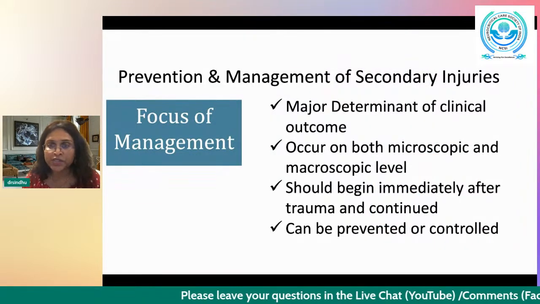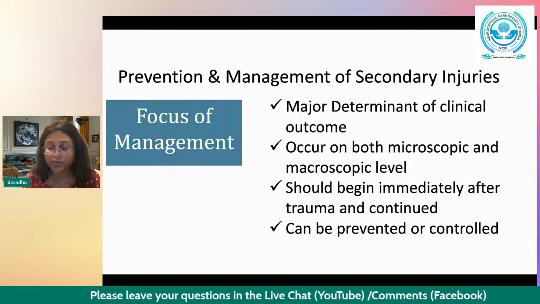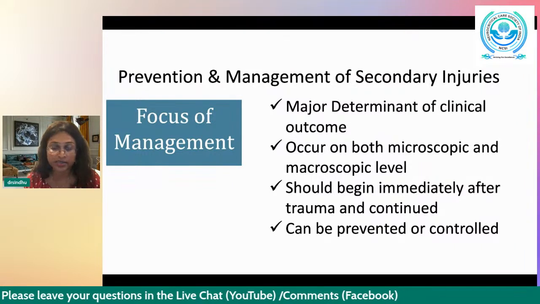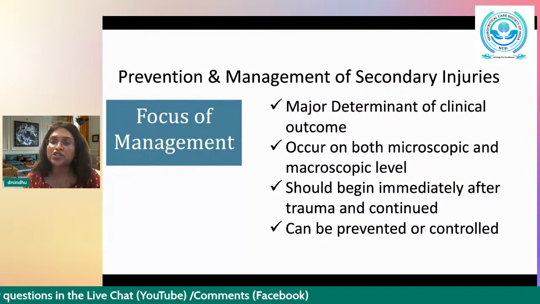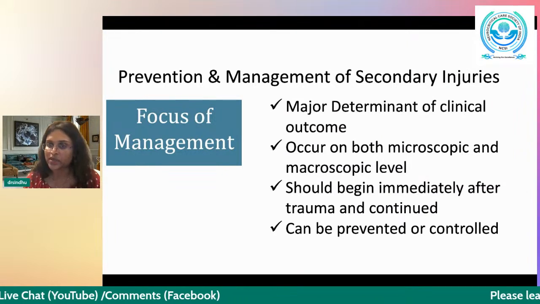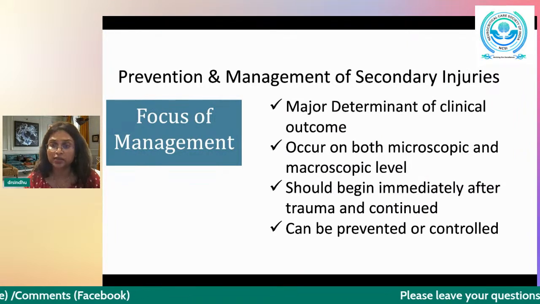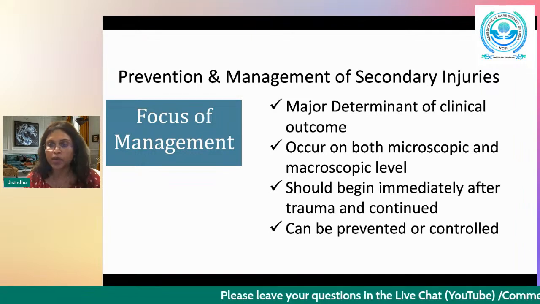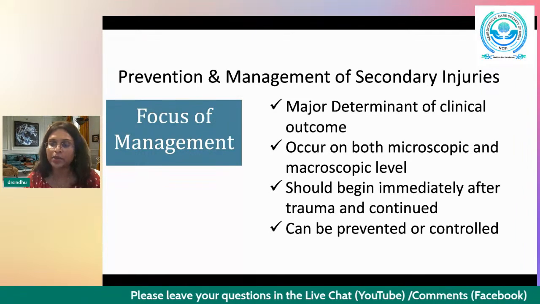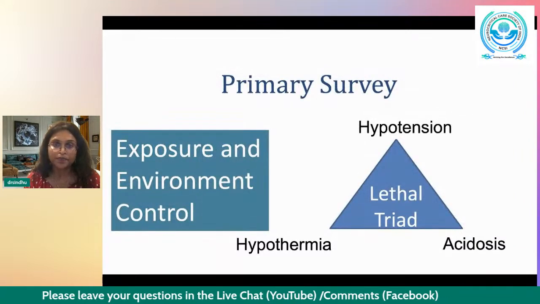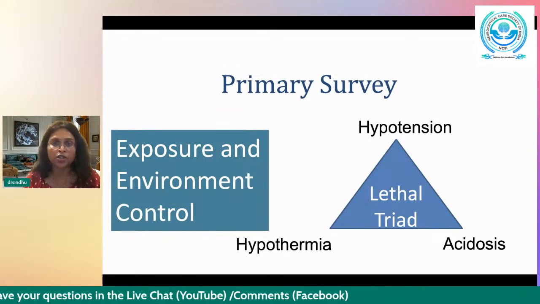Prevention and management of secondary injury is the main focus of management, because this is the main determinant of the clinical outcome, because the changes occur on both microscopic as well as macroscopic levels. All these treatment strategies should begin immediately after the trauma, and they have to be continued. The secondary injury cannot be prevented, but can be controlled.